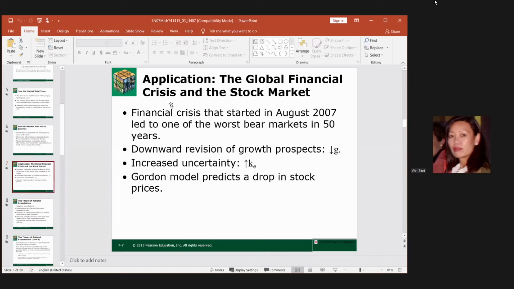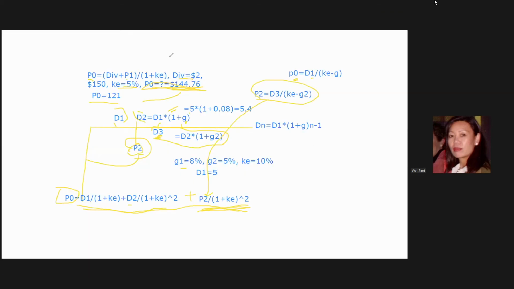So remember we had a global financial crisis like 2007. Let's use this Gordon growth model. Because if it's a model we all use, then this model should be able to interpret the real world, what happened. So let's use that model again. Let me type in the model again.